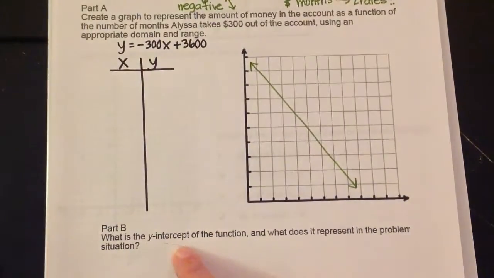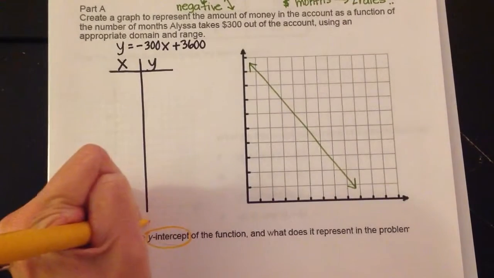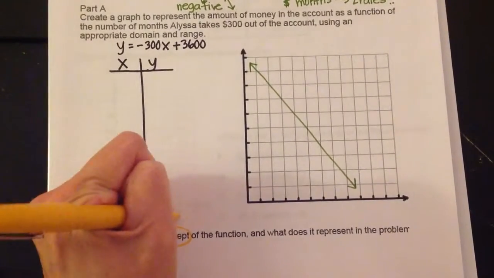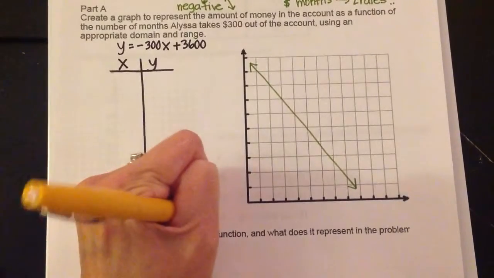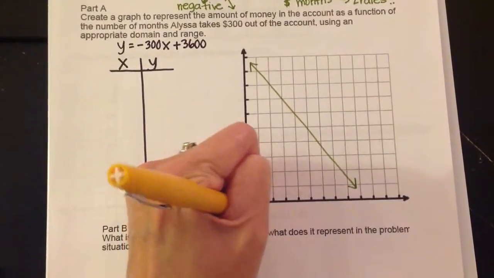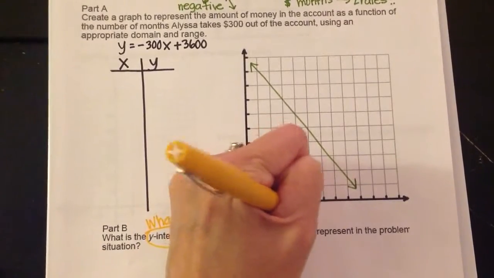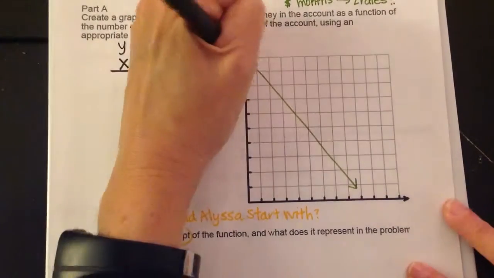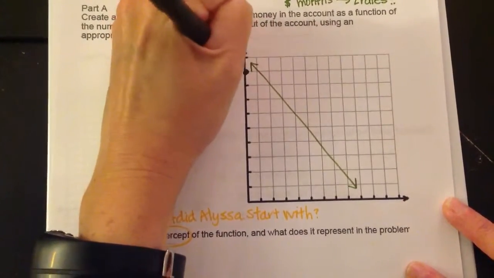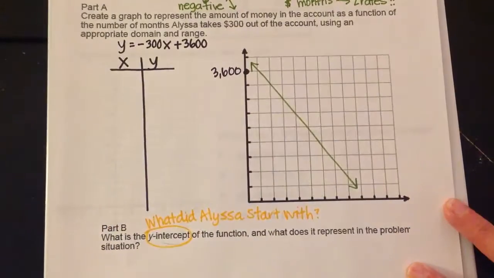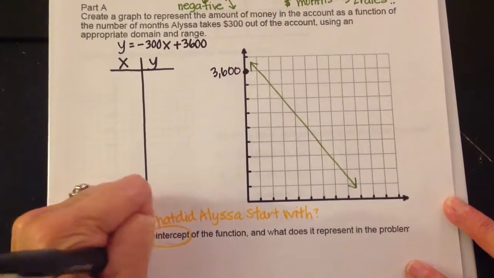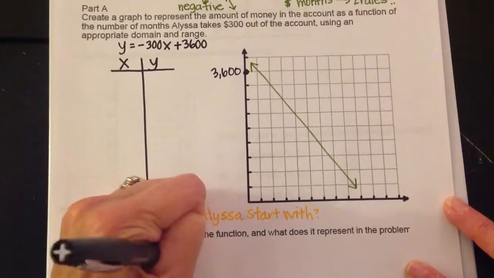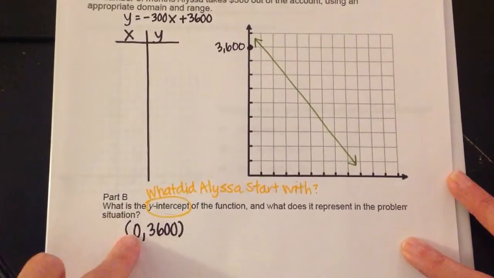So what is the y-intercept of the function? Remember, that is the starting value. What did Alyssa start with? That's what a y-intercept really is. It's your starting value. How much? $3,600. So the y-intercept point would be up here. This would be $3,600, and that's where your graph line would start, and it would slant downward from there. So the y-intercept is (0, 3,600), because remember, x is 0 when you have a y-intercept.